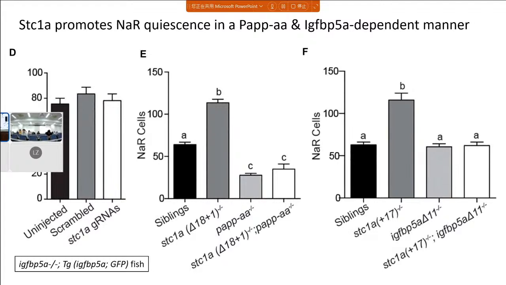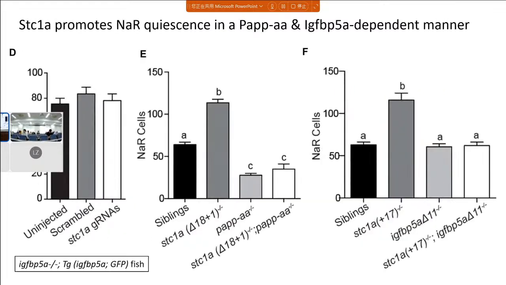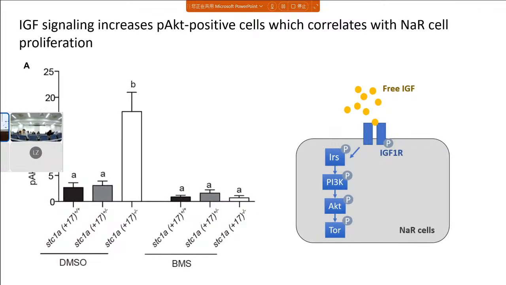The double mutant is, for example, in figure E, STC1A and PAPPAA, and in figure F, it's STC1A and IGF binding protein 5A. With double mutants, the results suggest that STC1A promotes NAR cell quiescence proliferation balance dependent on PAPPAA and IGF binding protein 5A. And then so far, the regulation loop before IGF attached to the IGF-1 receptor has been built up.